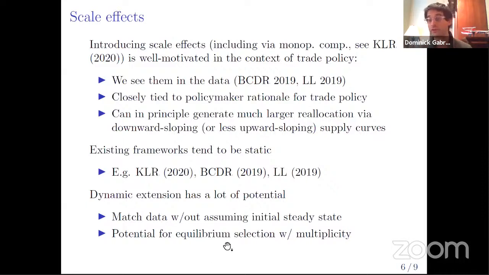So the existing frameworks tend to be static, and so I think this dynamic extension has a lot of potential. One really nice thing about that dynamics is that you can match the data without assuming an initial steady state. Another thing, maybe more speculative, is that this sort of dynamic mechanism has potential as an equilibrium selection device in models with multiplicity. So I'm excited to think more about this feature.